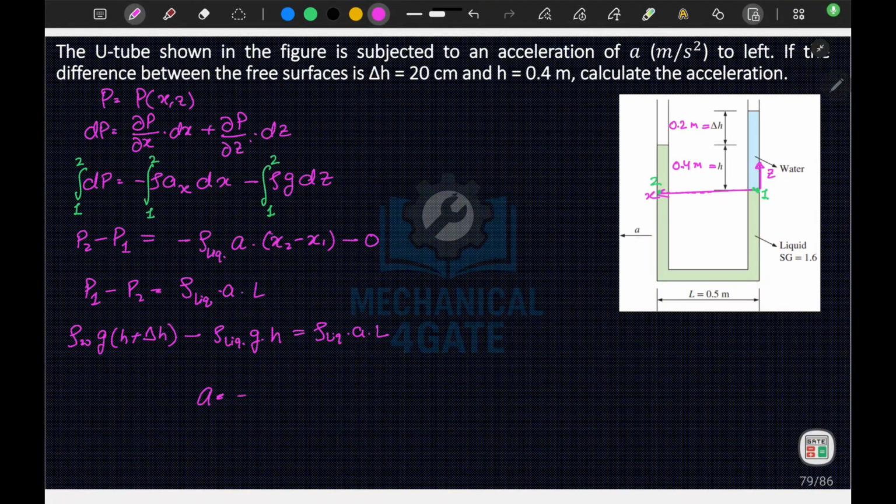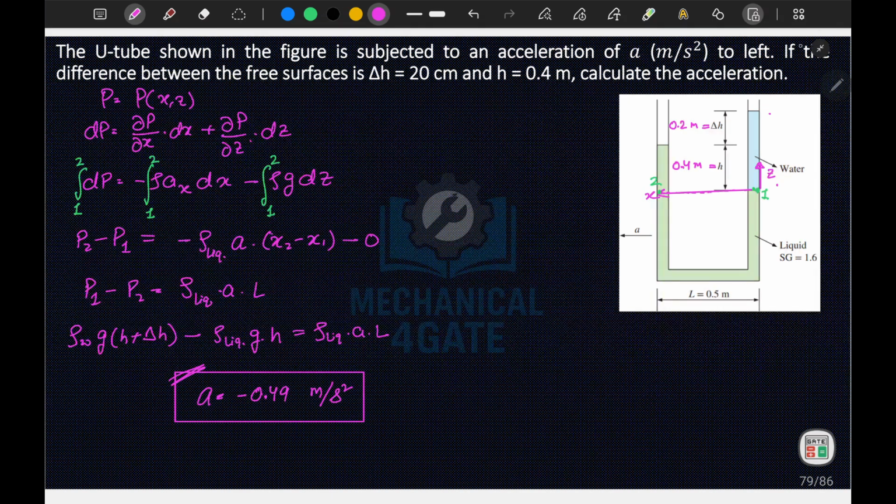So your A is equal to minus 0.49 meter per second square, okay. So to attain this given condition, where this height is the water and this is your liquid with Hg 1.6, with the width of 0.5 meter, okay, so like this much accelerate in right direction with the acceleration of 0.49, but since it is given in left direction, your acceleration is minus 0.49 meter per second square, okay.